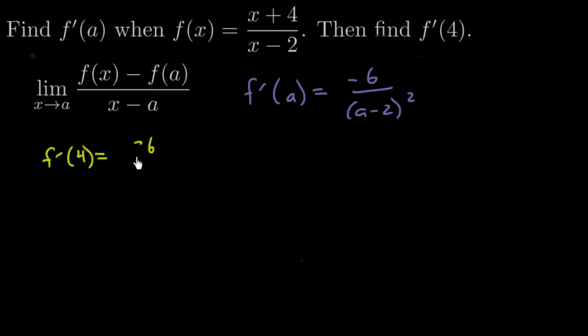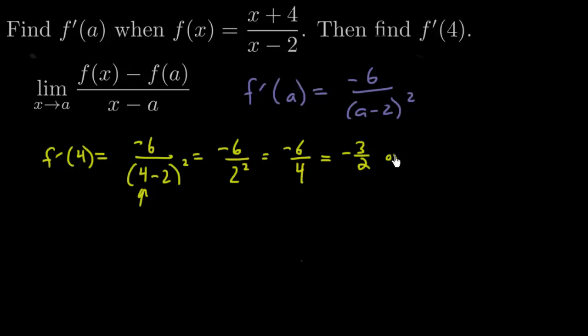So if I want to find f prime of 4, then what we're going to do is plug in 4 for a. So that's going to be 4, there's your a, minus 2 squared. That's negative 6 over 2 squared. Negative 6 over 4. So that's negative 3/2. Or you can write that as negative 1.5.